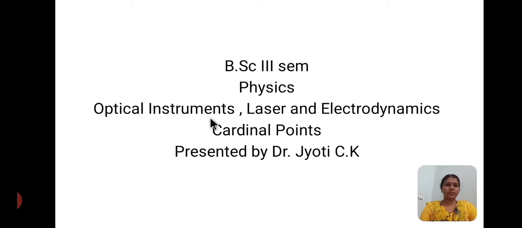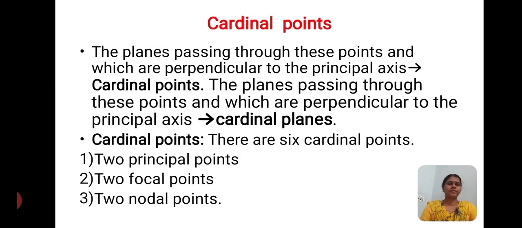In an optical instrument, we are studying about these cardinal points. What do you mean by the cardinal points? Before starting directly with the cardinal points, I want to give some information about them. Who investigated this? In 1841, Gauss is the name of the scientist.